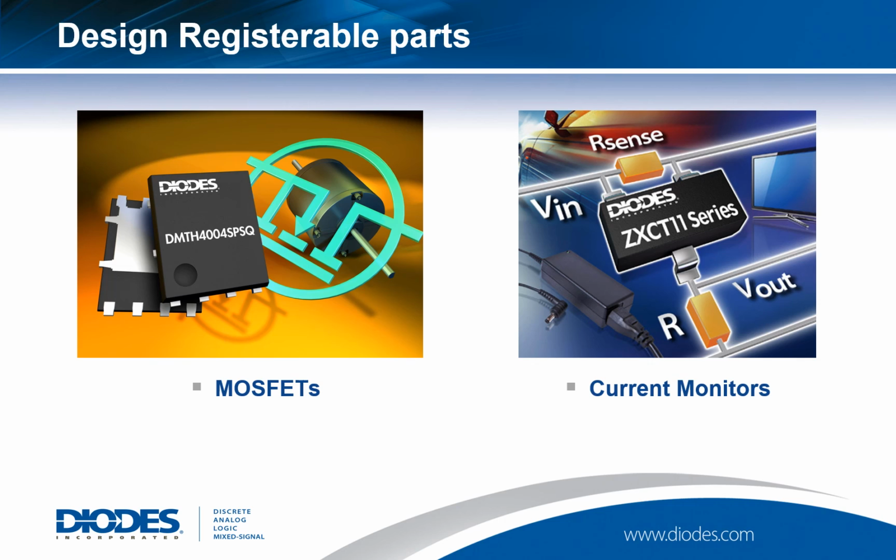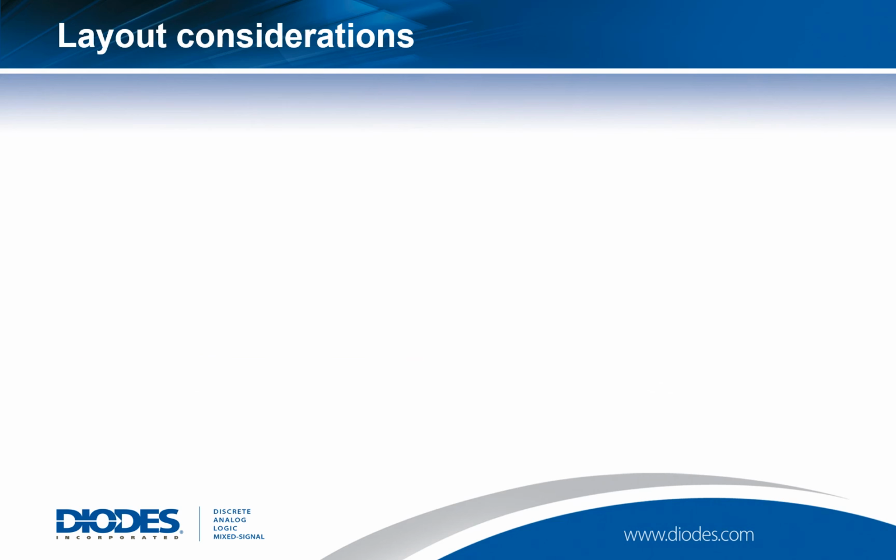Again, a number of the parts that we've discussed would be design registerable. For example, any of the automotive MOSFETs or current monitor devices. So we've discussed some of the circuit design ideas and schematics that you might use in a protection scheme. Let's have a think about some of the layout considerations.